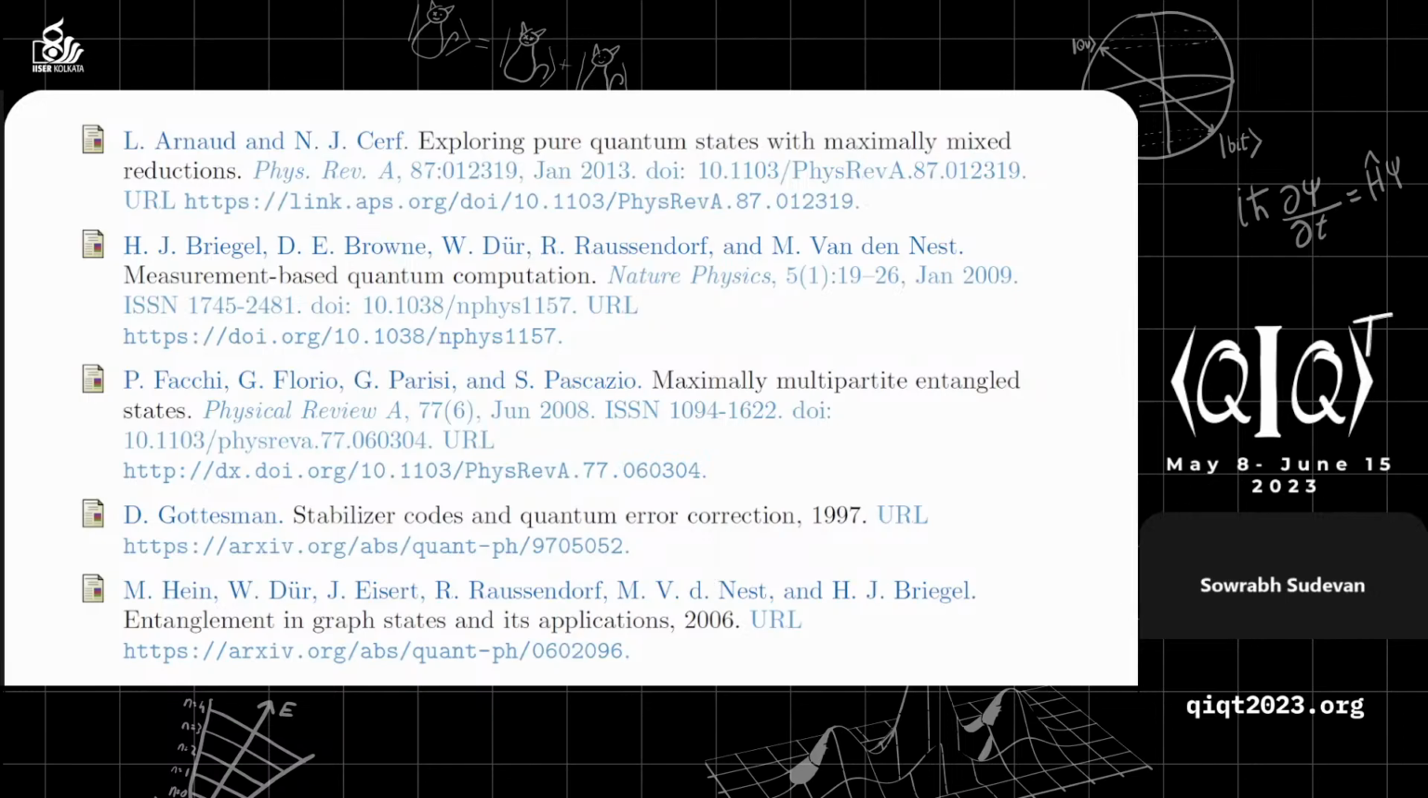So the original cluster state has just one logical qubit, so k is just one. And for the code distance, if it is d, the n is actually L to the power d, where L is 5. So it's quite inefficient: it's [[5^d, 1, d]].